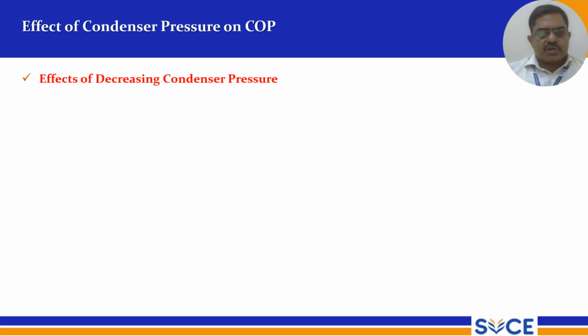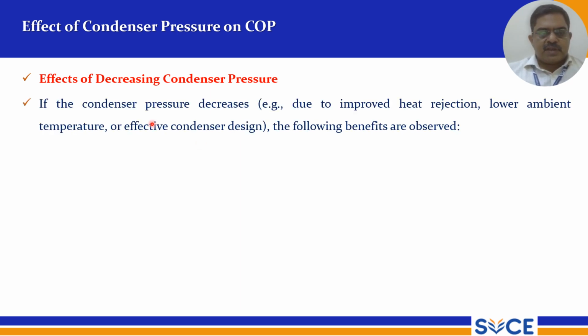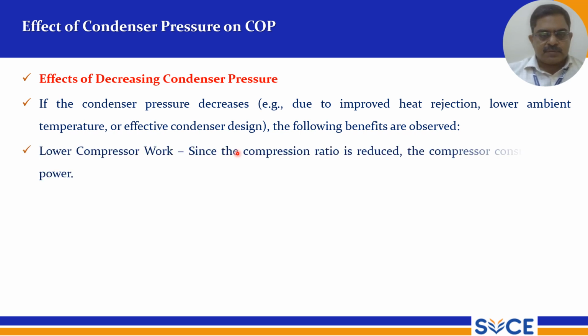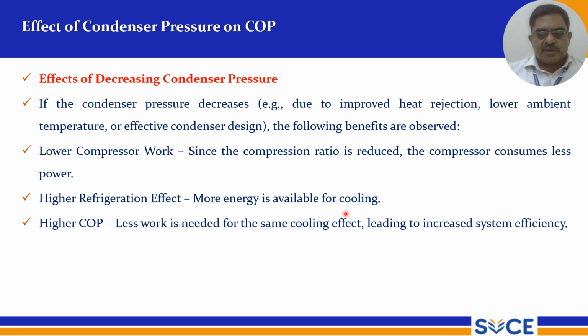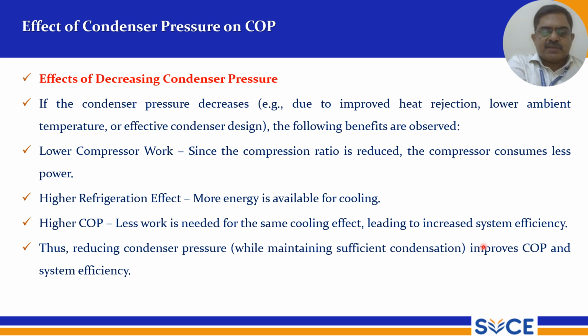Next are the effects of decreasing the condenser pressure. If the condenser pressure decreases, for example due to improved heat rejection, lower ambient temperature or an effective condenser design, the following benefits are observed. Lower compressor work: since the compression ratio is reduced, the compressor consumes less power. Higher refrigeration effect: more energy is available for cooling, that is the biggest advantage here. And a higher COP, so performance is also better. Less work is needed for the same cooling effect, leading to increased system efficiency. Thus reducing condenser pressure while maintaining sufficient condensation improves the COP and system efficiency.